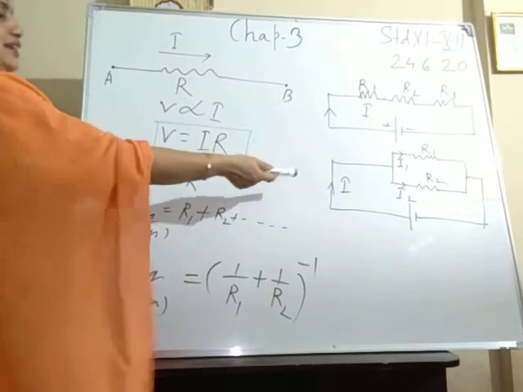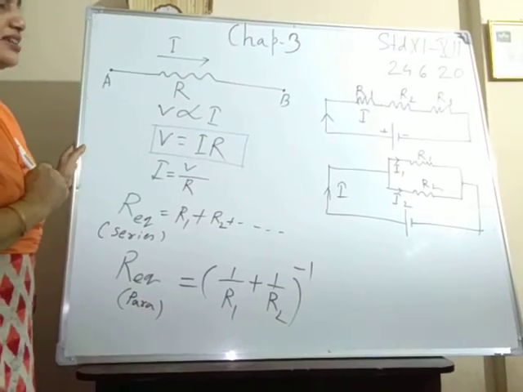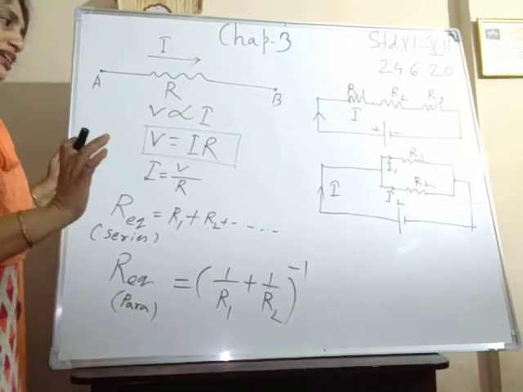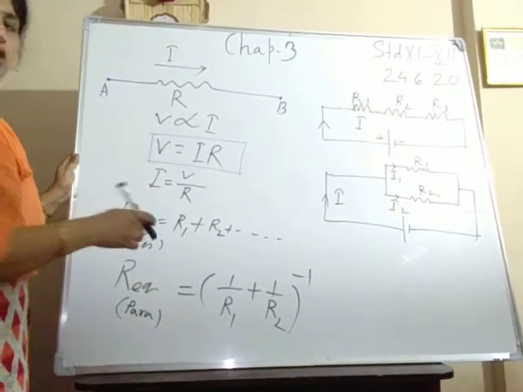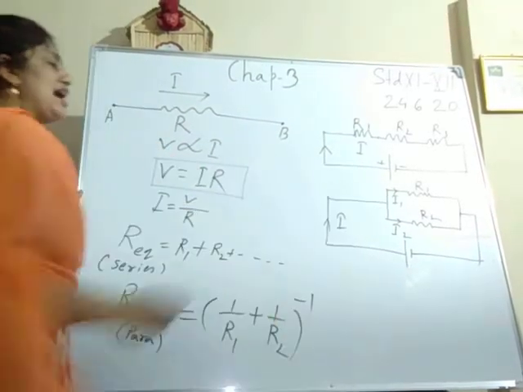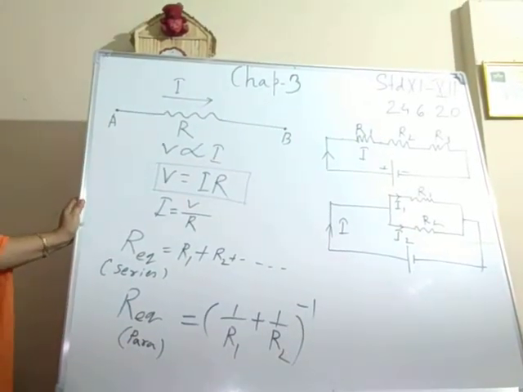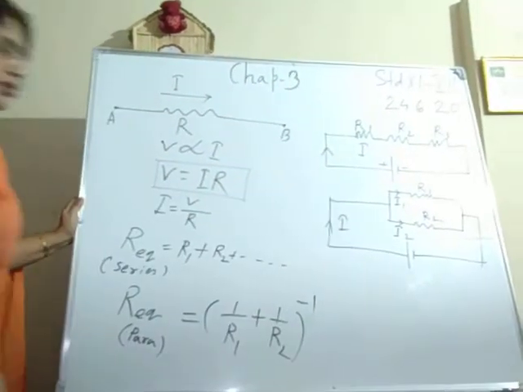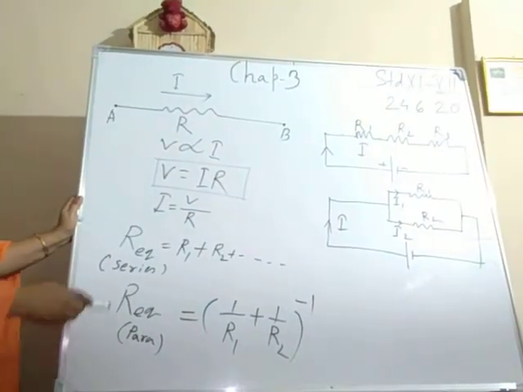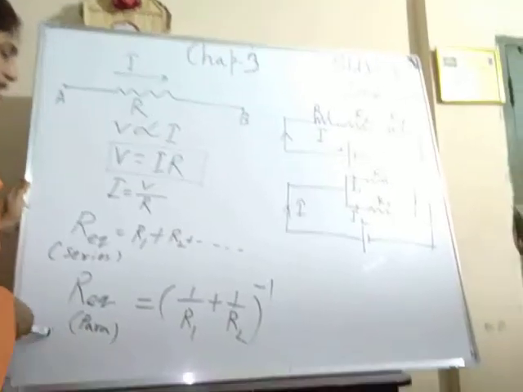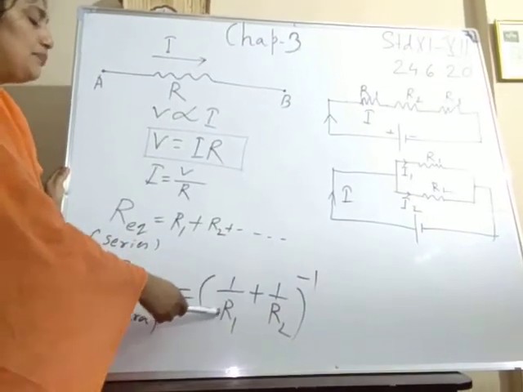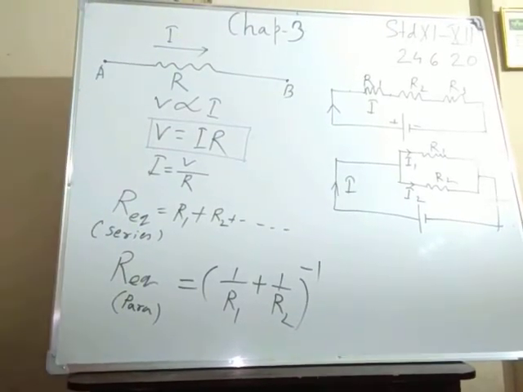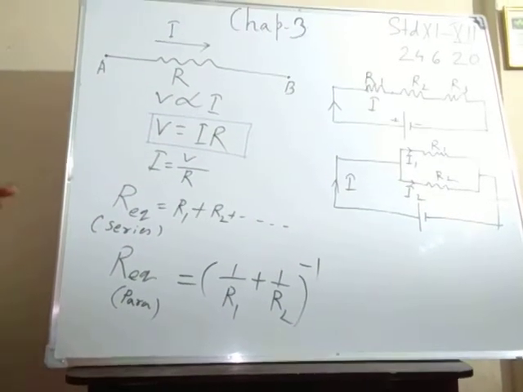Look at this figure. Here I have drawn a parallel circuit. In parallel circuit, same voltage but current is different, because at this point the current will be divided into two parts. One is I1 that will go through R1, and one is I2 that will go through R2. Okay, so the equivalent resistance in parallel combination will be 1 by R1 plus 1 by R2, inverse. Is it clear? Now I will show you the combination of cells.